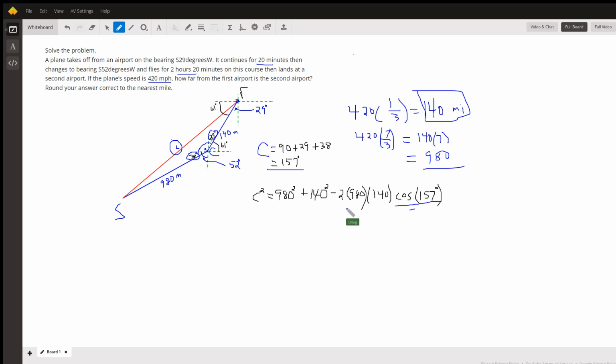So this term is actually going to increase the distance that the hypotenuse would be if we were dealing with a right triangle. And that's expected because the included angle is obtuse. So I'll leave that to you to evaluate this. And then, of course, C equals the square root of all that. Okay, so enter that on a calculator, taking the square root, and then round off to the nearest mile.